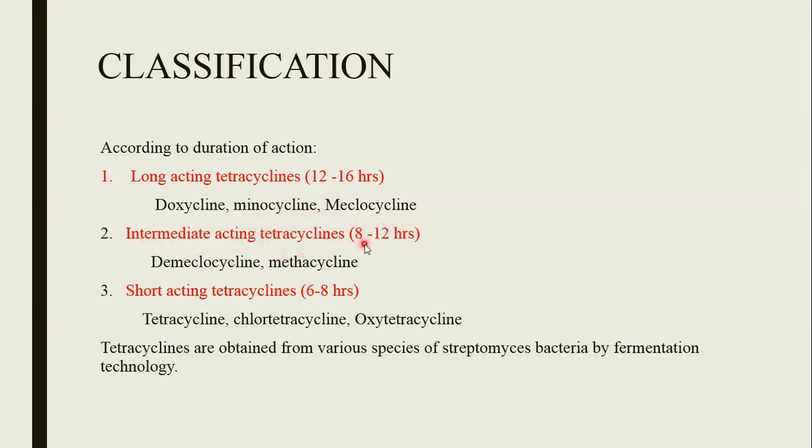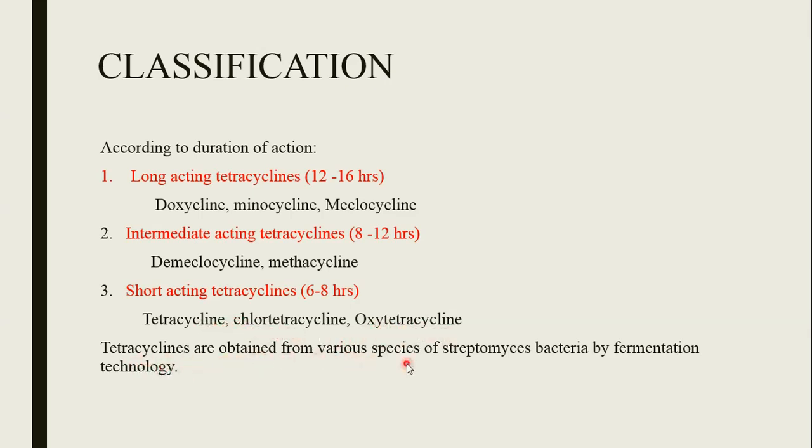Intermediate acting tetracyclines are the drugs which show a duration of action for 8 to 12 hours. The examples under intermediate acting tetracyclines are demeclocycline, methacycline. Short acting tetracyclines are the tetracyclines which show action for 6 to 8 hours. Examples are the basic tetracycline structure, chlortetracycline and oxytetracycline.